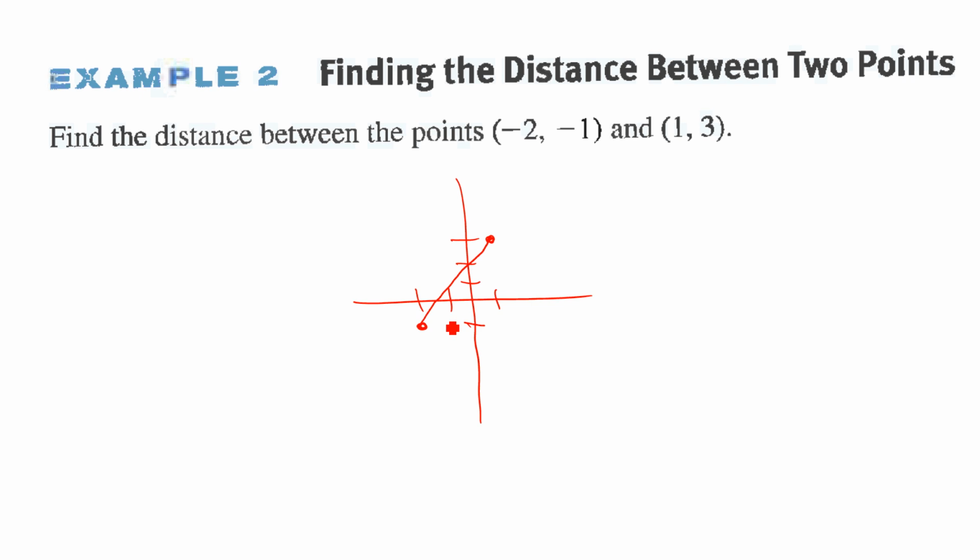So what we could do if we wanted to is we could turn that diagonal line into the hypotenuse of a right triangle. All right. And we should remember from geometry our Pythagorean theorem.